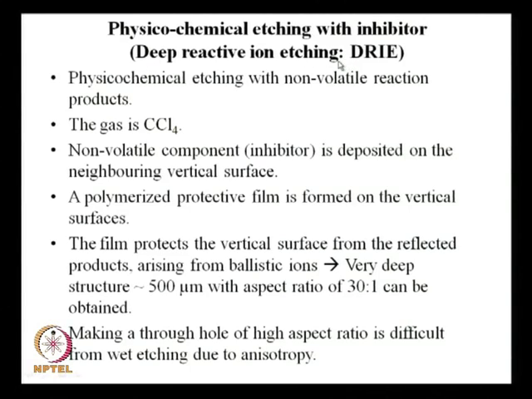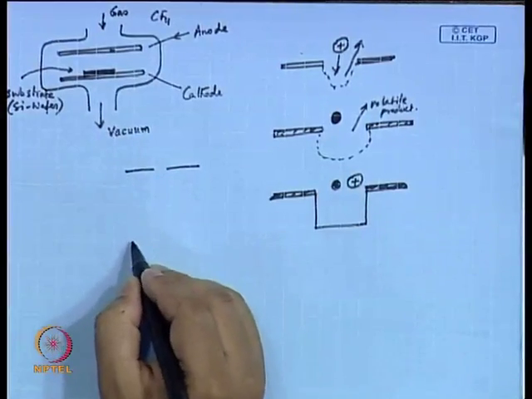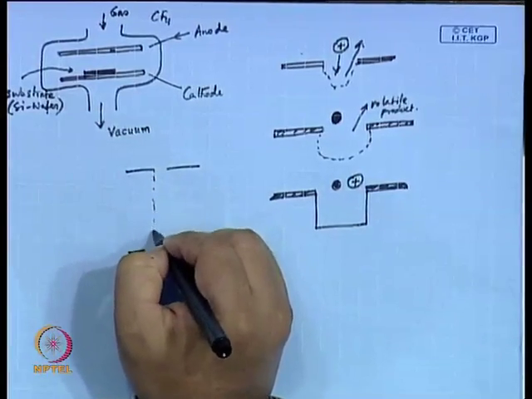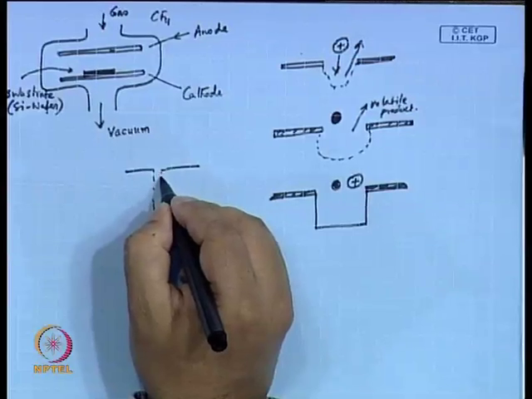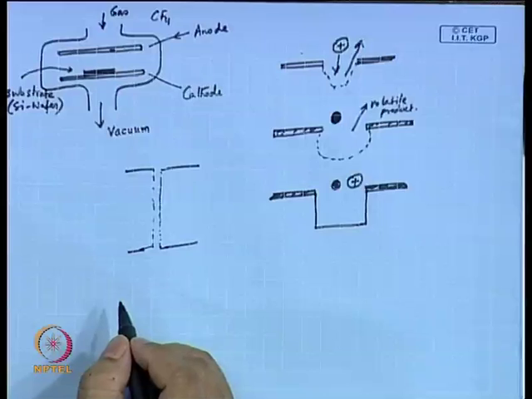If somebody is making a through hole in a silicon wafer, that means you have a silicon wafer which has a thickness of 500 micrometer and you want to make a through hole, and that hole diameter has to be very small. So, you are creating a hole which has a very high aspect ratio. What I mean by aspect ratio: I have a silicon wafer, this is the wafer, and I want to make a through hole like this through the wafer.